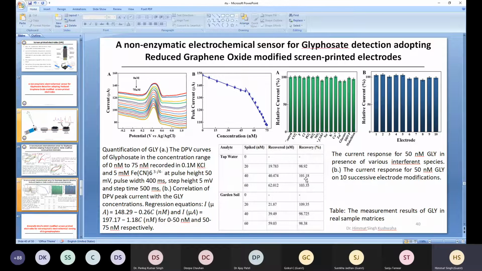To analyze the practical application of this developed sensor, the experiment was performed using tap water and garden soil also. In these experiments, a known amount of the pesticide is added to the tap water and the garden soil, and then these are analyzed by this developed sensor. You can see the accuracy of the sensor is very good for tap water and garden soil also. So this developed sensor can be used for practical applications.